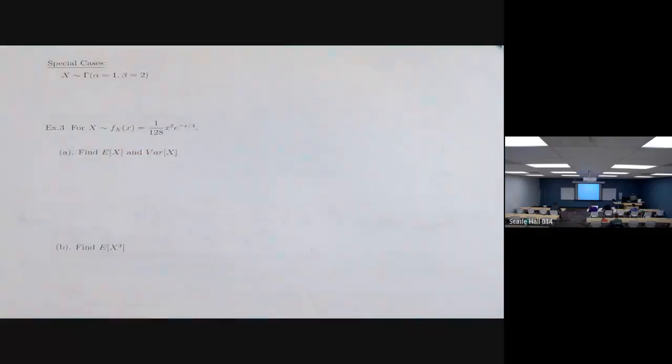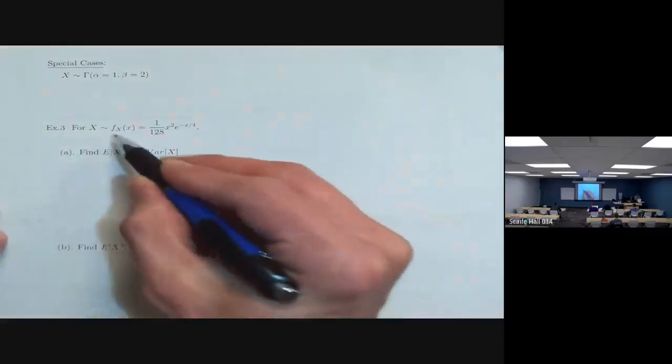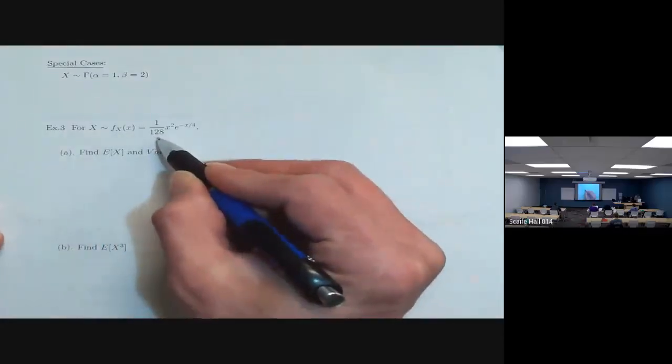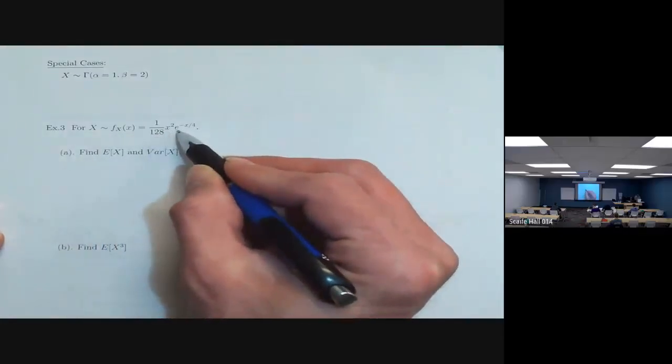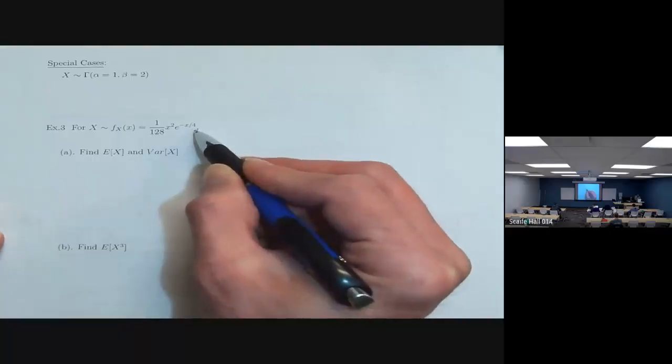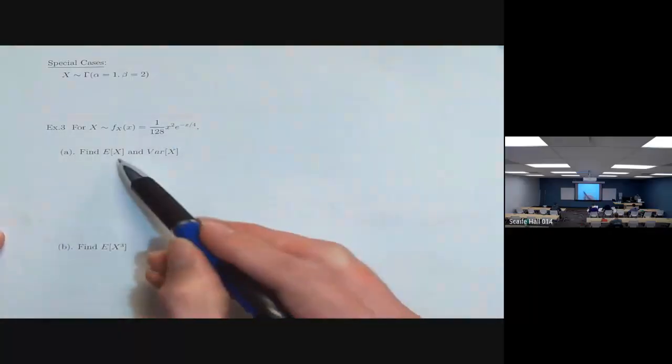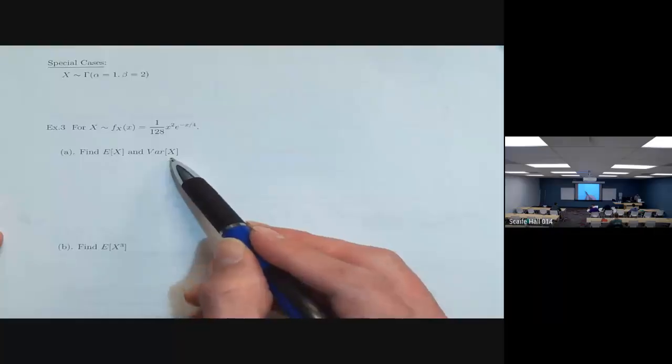All right, so example 3. For x, having PDF, looks like 1 over 128 times x squared e to the negative x over 4. I want to find the expected value of x, the variance of x, and the expected value of x cubed. Okay?